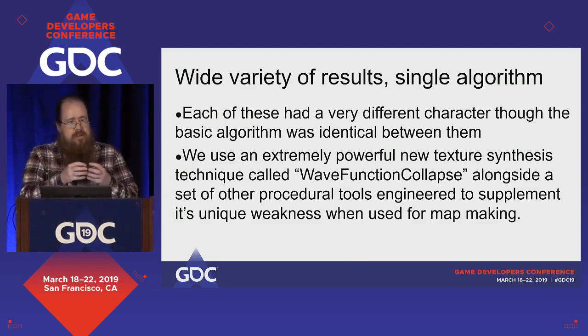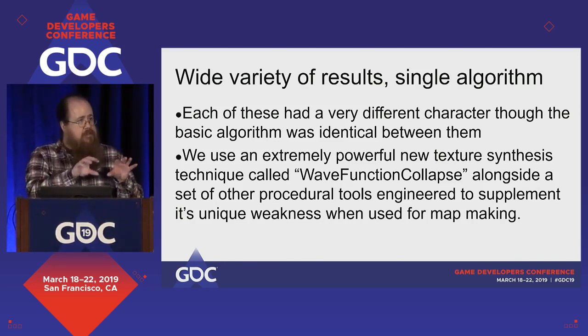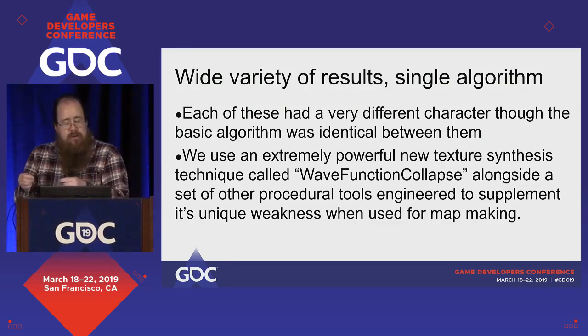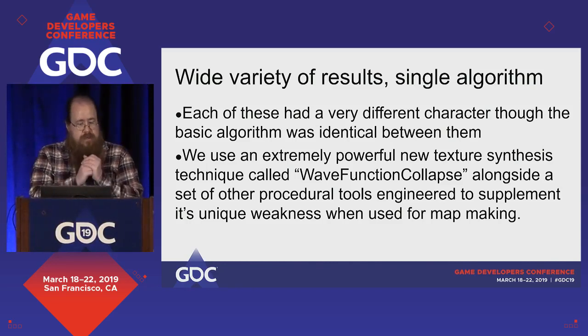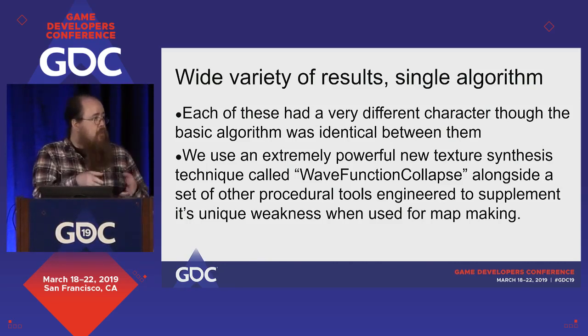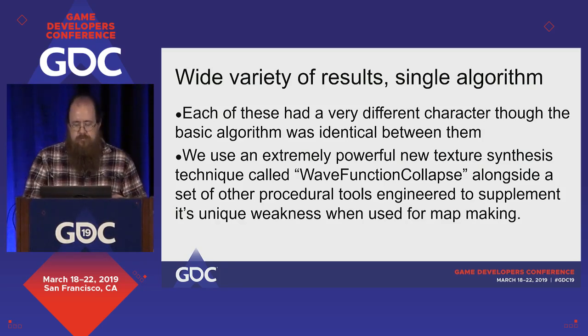You had little mazy corridors, you had a fairly dispersed village with well-ordered buildings, you had water-filled gullies, and instead of using an individual technique to generate each of these, we use a powerful new texture synthesis technique called wave function collapse, alongside a few other tools that we use to supplement its weaknesses when applied to maps.